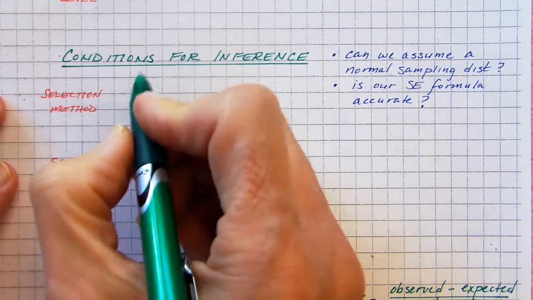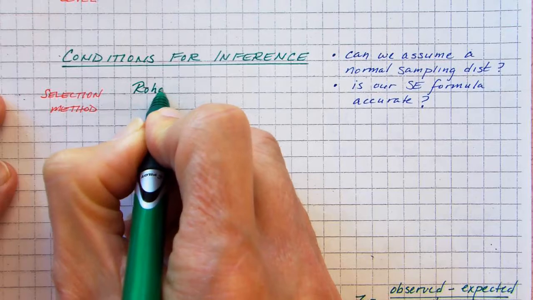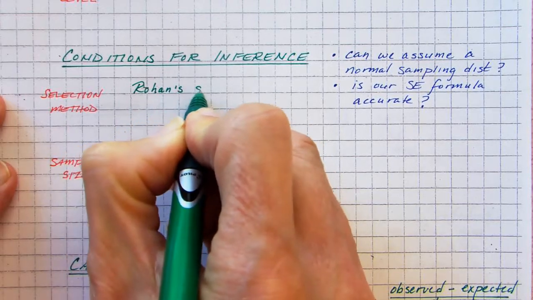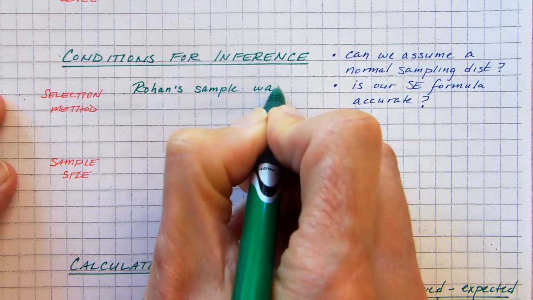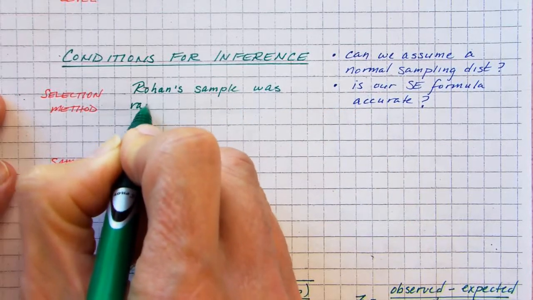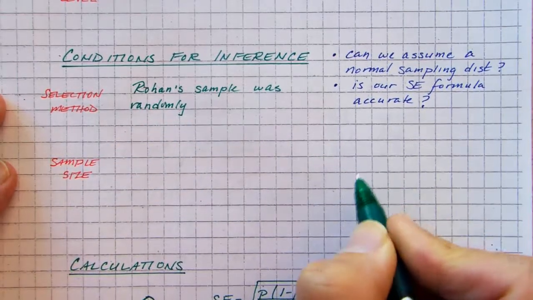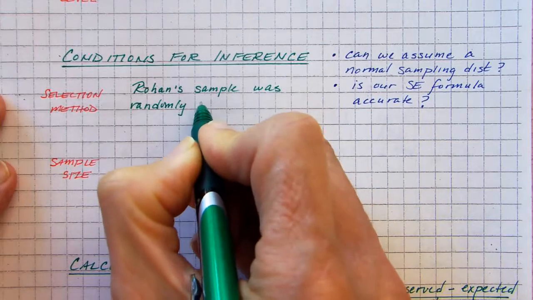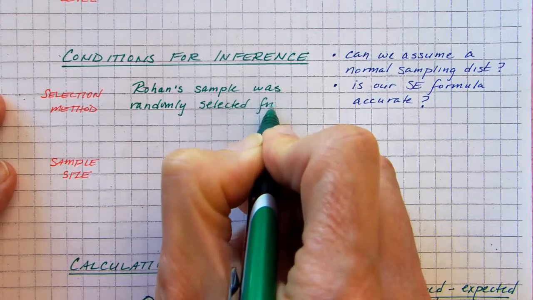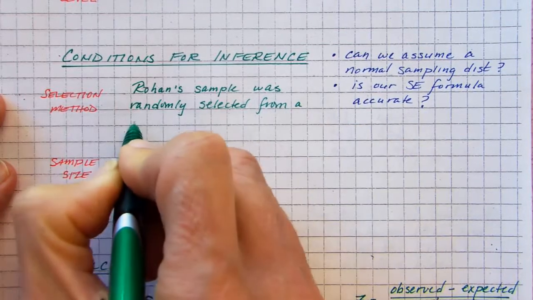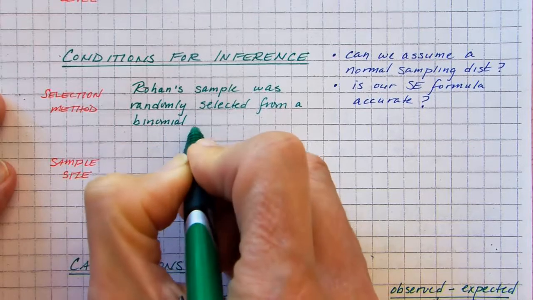So in this case, we know that Rowan's sample was randomly selected. Remember, it says he mixed the chips in the box, and we assume he did not look in there. Rowan's sample was randomly selected from a binomial population.